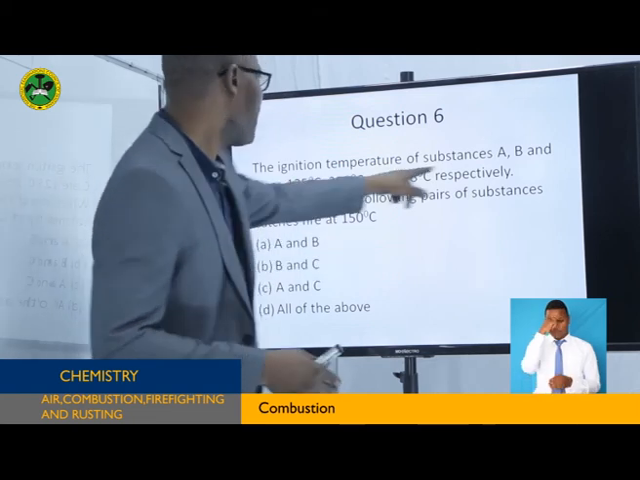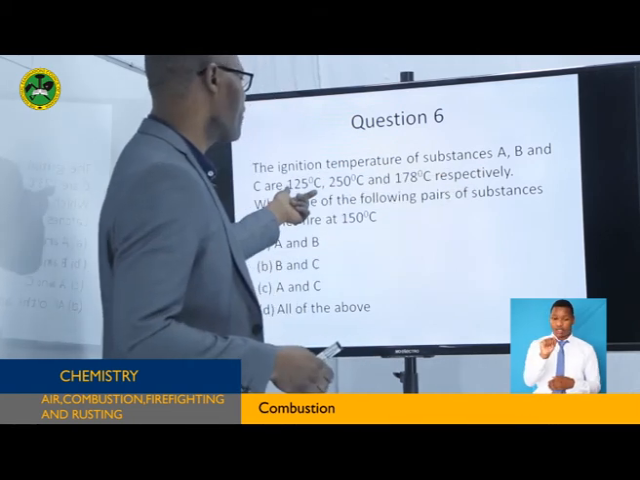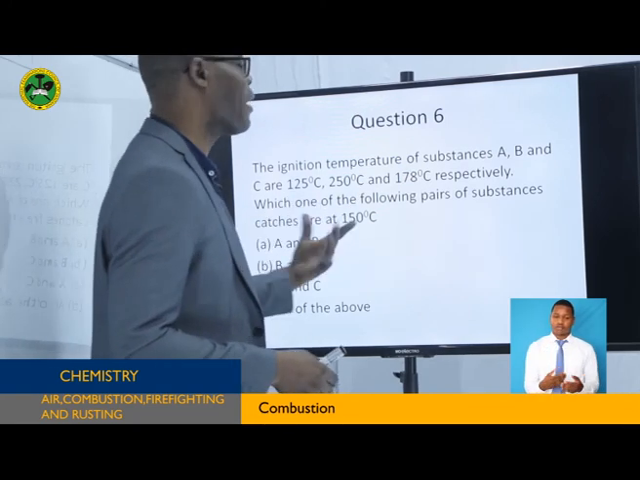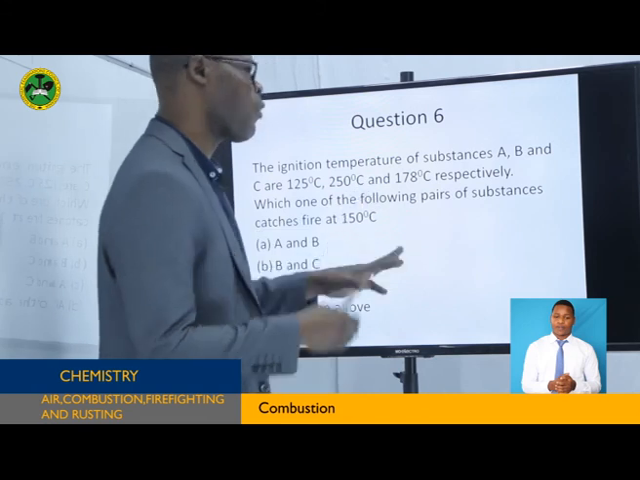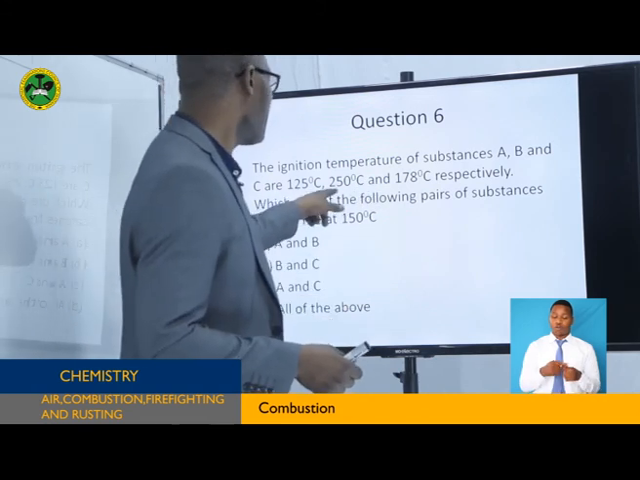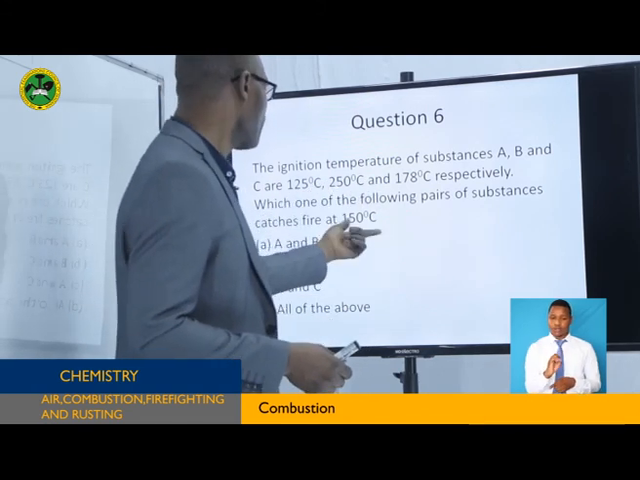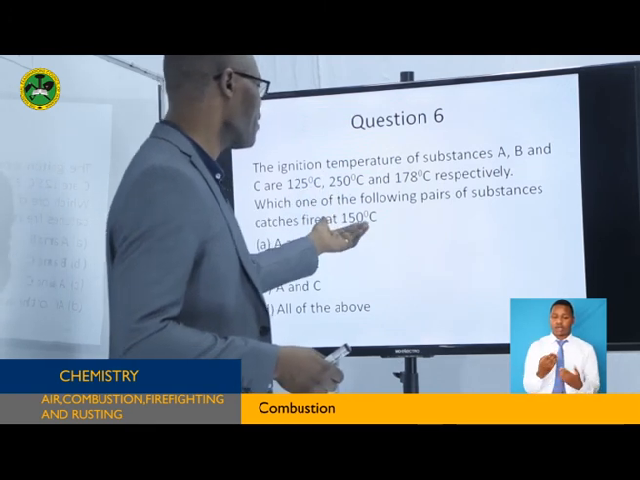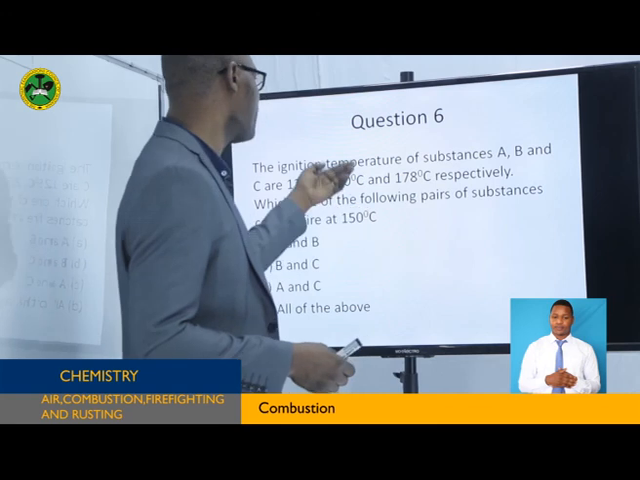If you look at A, it is 125. It means that 150 is already above it. That means at 125, A will catch fire, so automatically at 150, A will burn. B is 250, and 250 is more than 150. That means B will not catch fire because the temperature is still too low for it to catch fire.